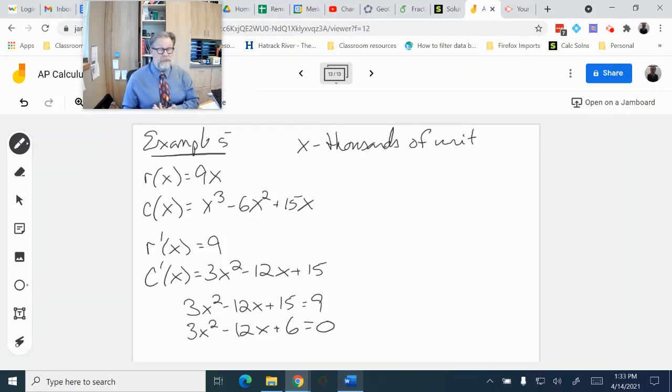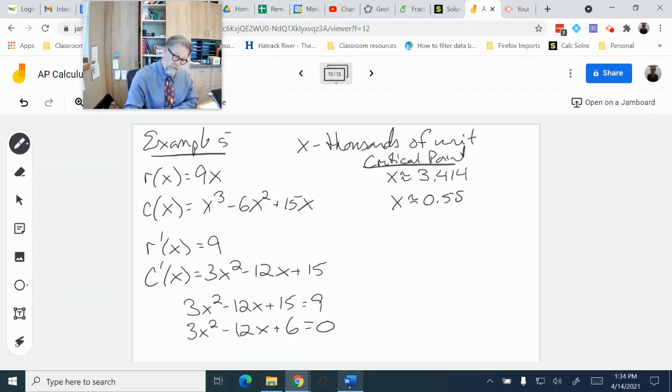And again, I'm just going to use my quadratic formula. I'm going to plug it into a quadratic formula program. I get that I have a critical point at x approximately 3.414 units, or 3,414 units, and I have a critical point at approximately 0.586 units, 586 units. Don't know where that came from, but there we go, 586 units.